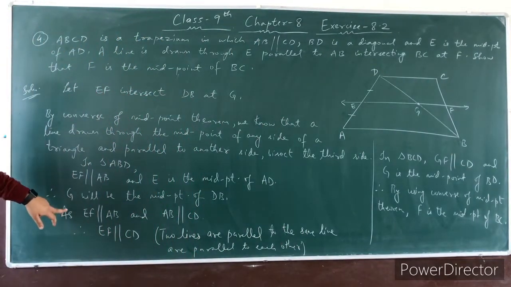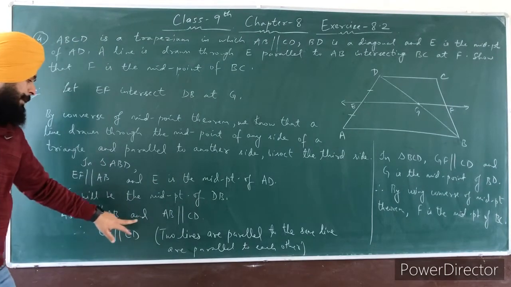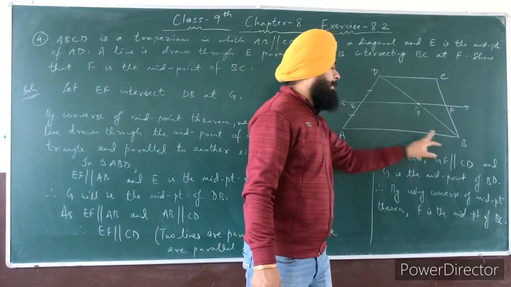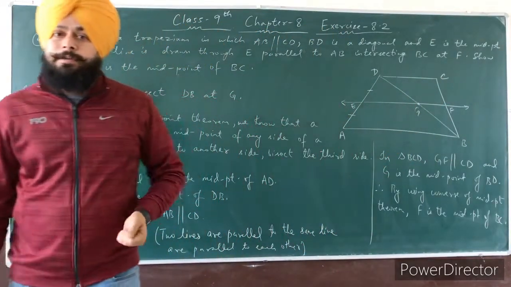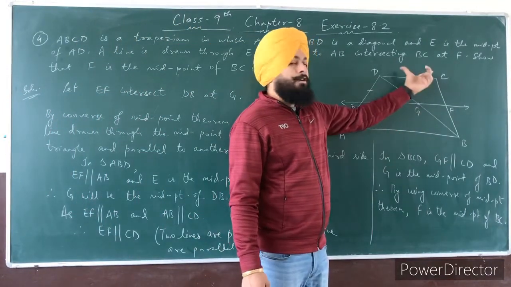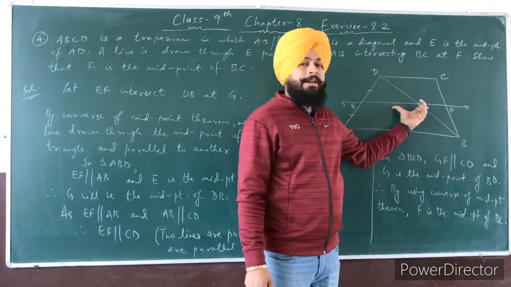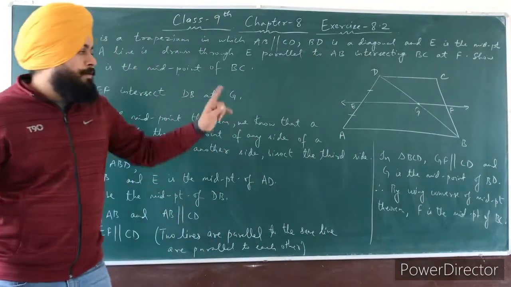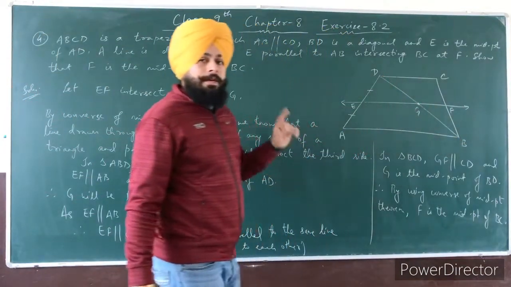Now G will be the midpoint of DB as EF is parallel to AB and AB is parallel to CD. EF is parallel to AB and AB is parallel to CD because ABCD is a trapezium. If ABCD is a trapezium and AB is parallel to CD and EF is parallel to AB, then what? This EF line is also parallel to CD. So if EF is parallel to CD, then in which triangle? In triangle BCD.